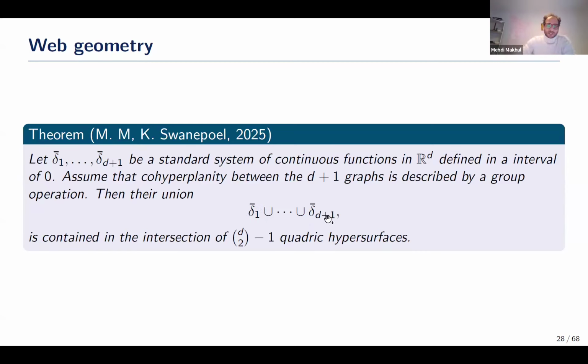So these pieces of curves are not arbitrary. They must first be algebraic and be part of a curve which has degree d plus 1 and is the intersection of exactly d choose 2 minus 1 quadric hypersurfaces. This is the first result we will need, and later I will rephrase this in a dual version, which is simpler to prove.